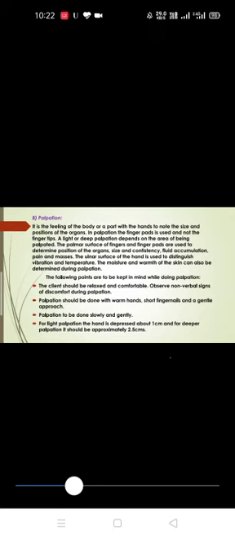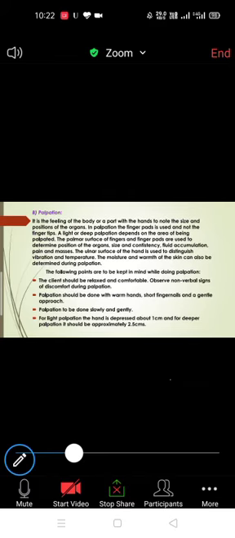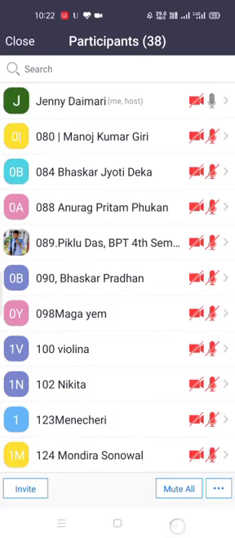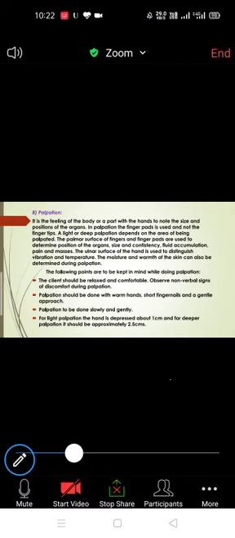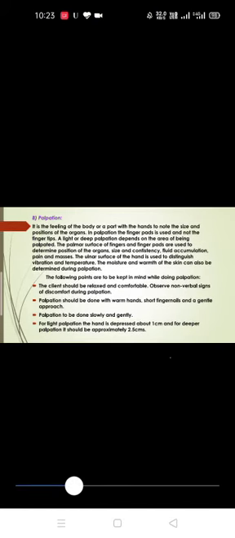Clear with the inspection? Okay. So palpation means we will feel it. We will feel and know. Here it is the feeling of the body or a part with the hands to note the size and position of the organs.